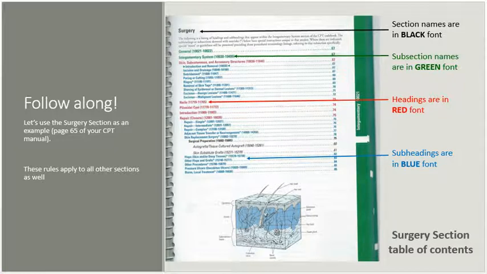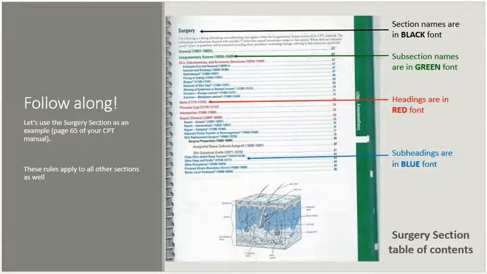Subsection names are located in green font, so all subsection names within the surgery section will be indicated in green bold font. In this case, general and integumentary system are two of the subsection names within the surgery section. Headings are indicated in red font, so if you look on this page, you'll see skin, subcutaneous, and accessory structures, nails, pilonidal cysts, among other things, are headings that are indicated in red bold font.